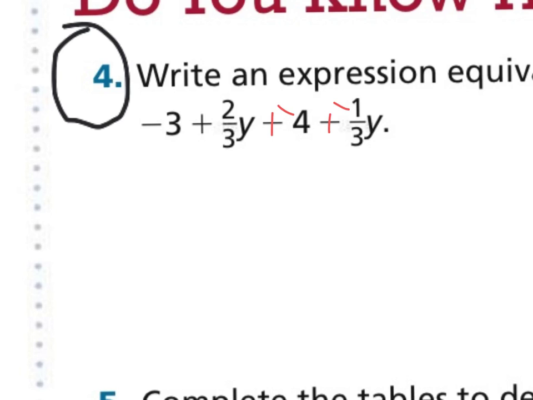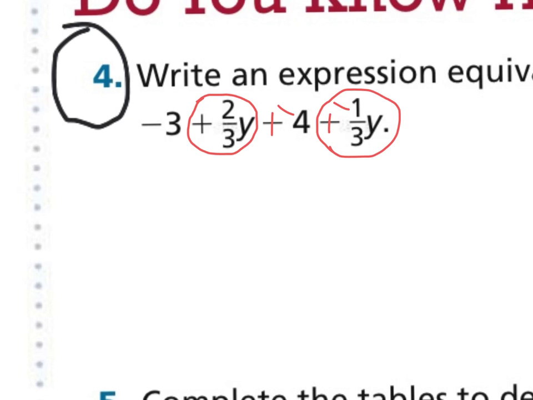So on this problem, I usually like to start with the variables first. When you look at these, make sure you include the sign to the left of it. Okay, and like I said, if they're subtracting, add the opposite first. So we've got 2/3 y plus negative 1/3 y. So these are different signs, so we're going to take the difference of those.